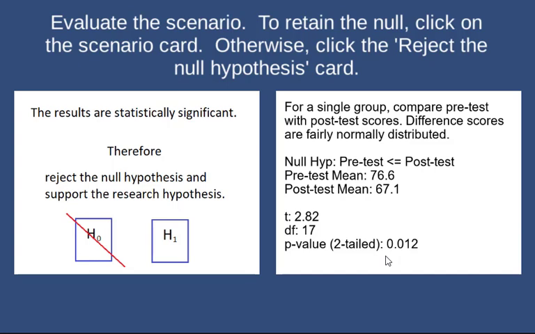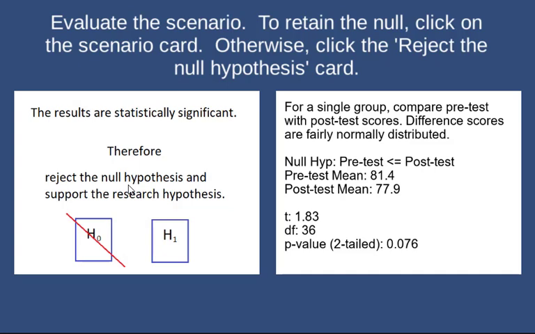It's a one-tailed test, so we're going to take that two-tail value and divide it in half, which comes out to be 0.006. And we'll be able to reject the null hypothesis because the 0.006 is less than or equal to alpha level of 0.05.